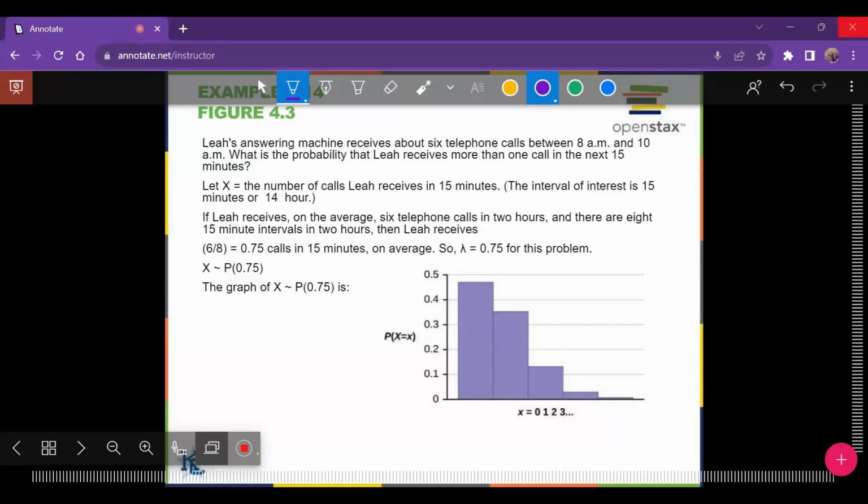So this one shows you that if you're given a mean for a particular time period and then you're asked for a different time period, so we were given hours, now we're being asked for minutes, we have to find that lambda ourselves.